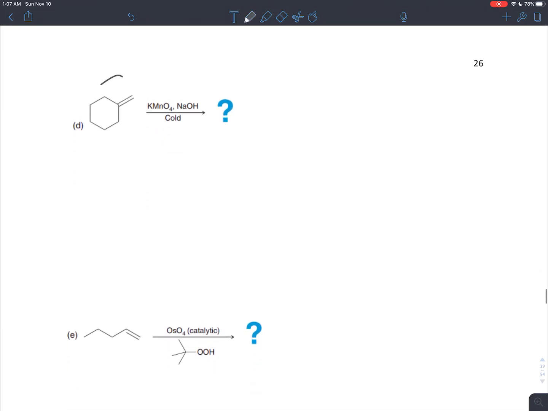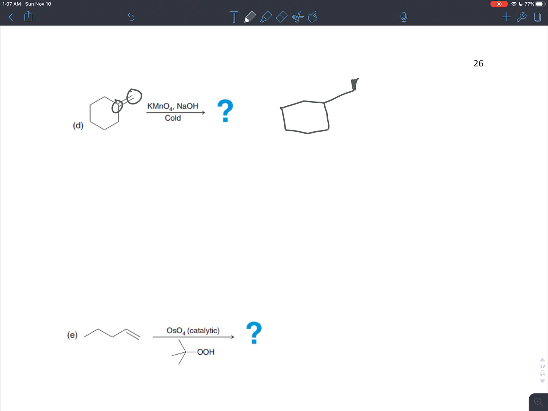For D, you'd see an alkene, and instantly you'd be thinking, okay, we're doing addition reactions, as opposed to substitution or elimination. And then you would see that you have potassium permanganate, sodium hydroxide, and you're keeping it cold. That's a sign that you're doing syn dihydroxylation. So you would redraw the carbon skeleton, just without the pi bond, and on those two carbons that were in the double bond, you're going to be adding OHs.